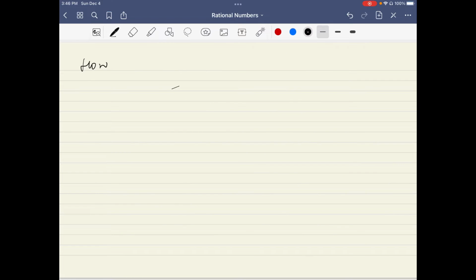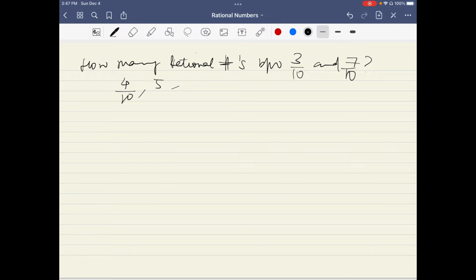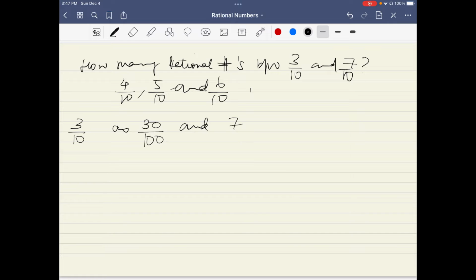But now, how many rational numbers are there between 3 over 10 and 7 over 10? You may want to say that there are only 3, which is 4 over 10, 5 over 10, and 6 over 10, right? But now I can also write 3 over 10 as 30 over 100, and similarly I can write 7 over 10 as 70 over 100.